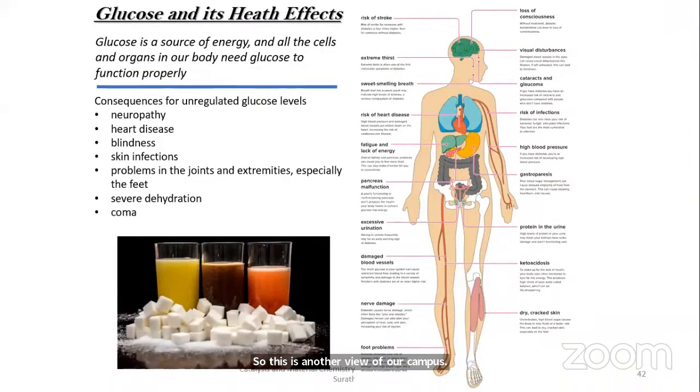Now we have tried a sensor for sensing glucose. Why glucose? Glucose is a source of energy, and all the cells and organs of our body need glucose to function properly. But what happens if this quantity is high? The consequences of unregulated glucose level are neuropathy, heart disease, blindness, skin infection, and problems in the joints and especially the feet. Diabetic foot is the biggest problem, as well as severe dehydration, which leads to coma.